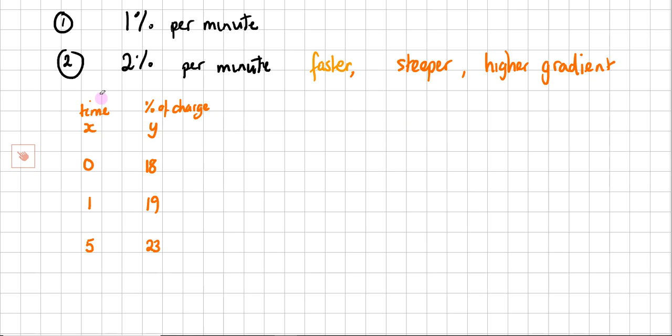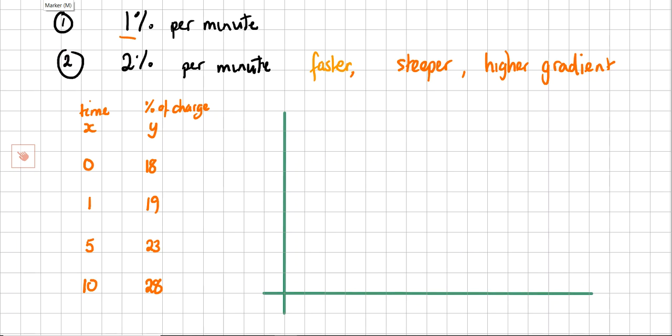So it's just add. This one's nice and easy because it's 1% per minute, so every 1 minute, okay? So after 10 minutes it's going to be at 28%. So if I were to draw the graph of that, we could plot our points.